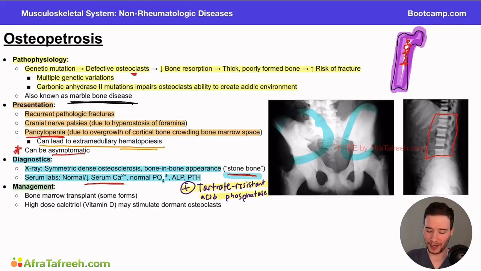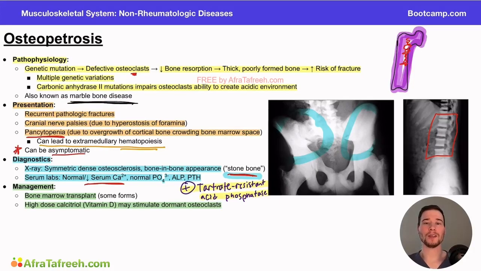This is an inherited condition. You can consider a bone marrow transplant for some forms of this condition. Again, patients have trouble with developing blood cells, and that is why they present with pancytopenia potentially. We can also do things like administering high doses of calcitriol or vitamin D, which may stimulate dormant osteoclasts. Again, why is that helpful? Because the problem here is defective osteoclasts. So anything we can do to help those osteoclasts to consume more bone, because that's the problem here. When they're not consuming bone, we're not remodeling bone, we get the poorly formed bone, leading to fractures.